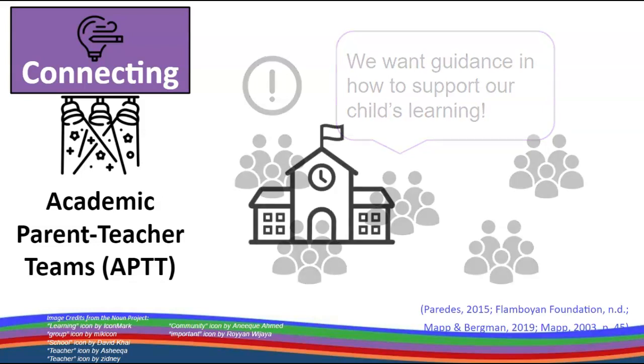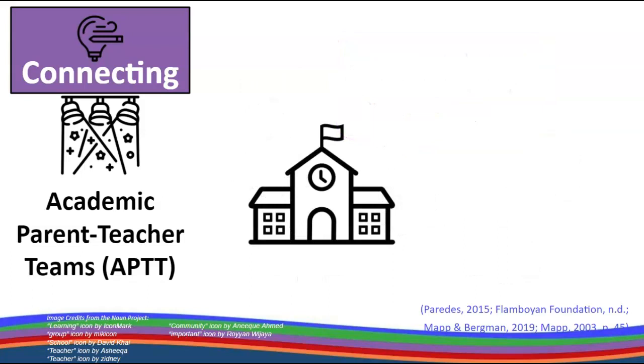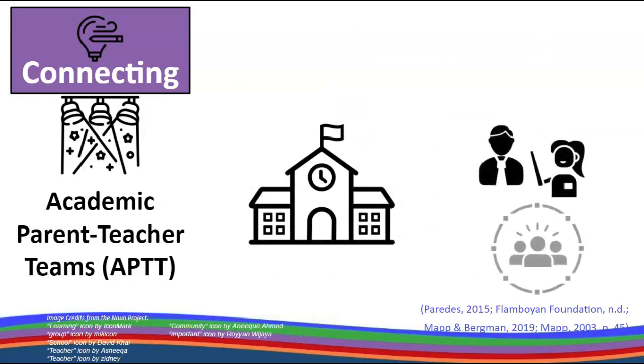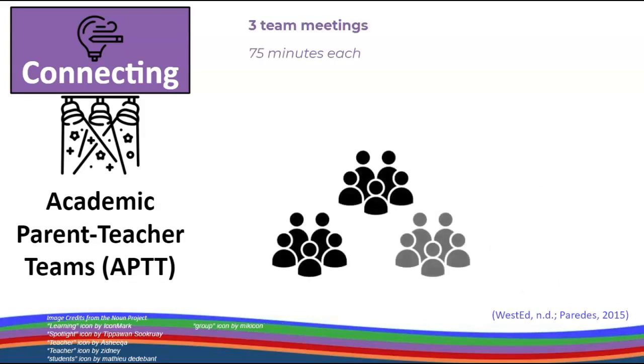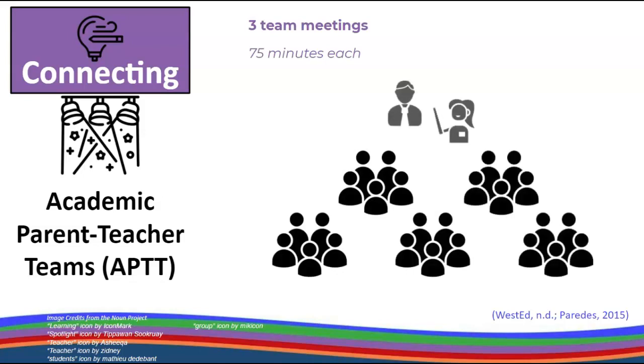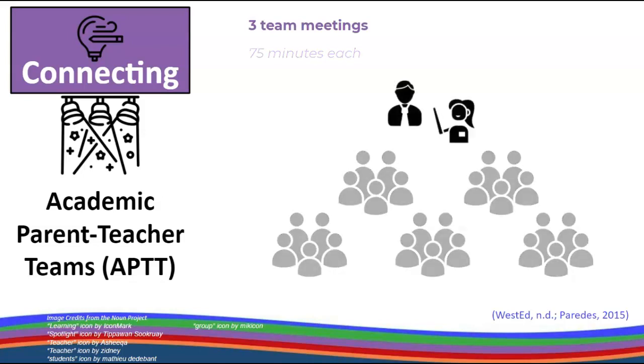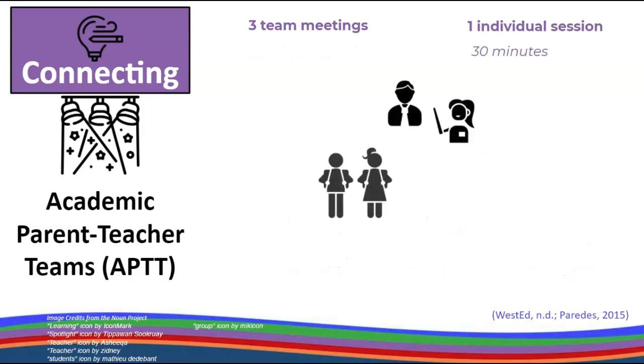While APTTs are a school-wide endeavor, we can also apply some of the same strategies as individual teachers or with our PLC. APTTs consist of 4 meetings throughout the school year: 3 75-minute team meetings in which all the students' families gather together with the teacher, and 1 30-minute individual session in which each student and their family meet with the teacher privately.